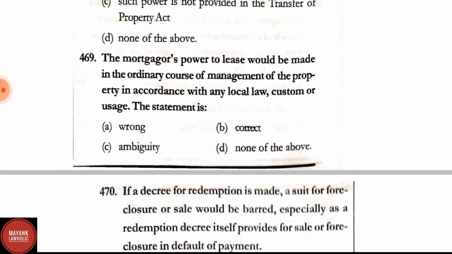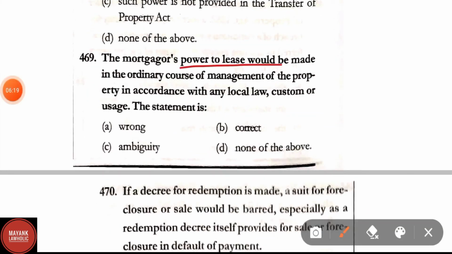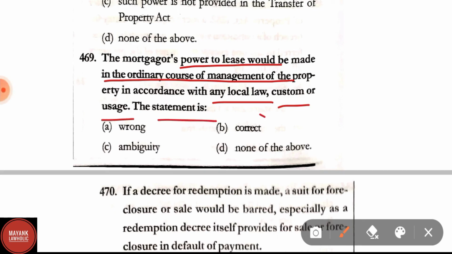Question number 469. The mortgagee's power to lease would be exercised in the ordinary course of management of the property in accordance with any local law, custom or usage. The statement is correct.